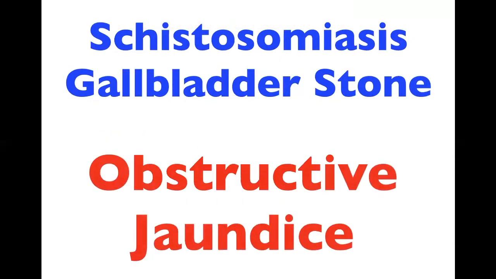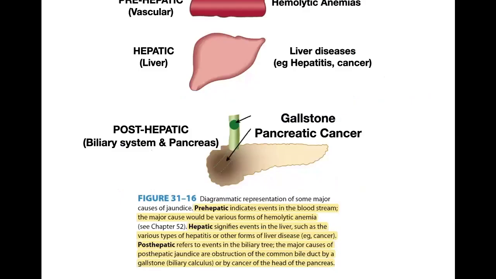Now, please remember this. In the Philippines, schistosomiasis is a common cause of obstructive jaundice. What is the etiologic agent of intestinal or gastrointestinal schistosomiasis? It's Schistosoma japonicum. Gallbladder stones can also cause obstructive jaundice.